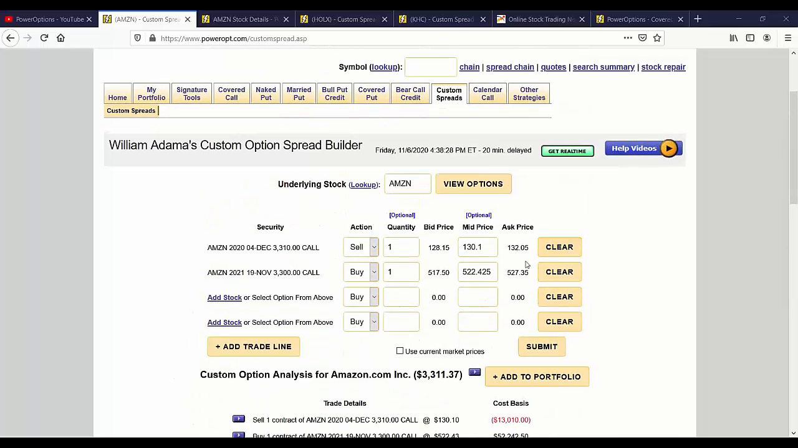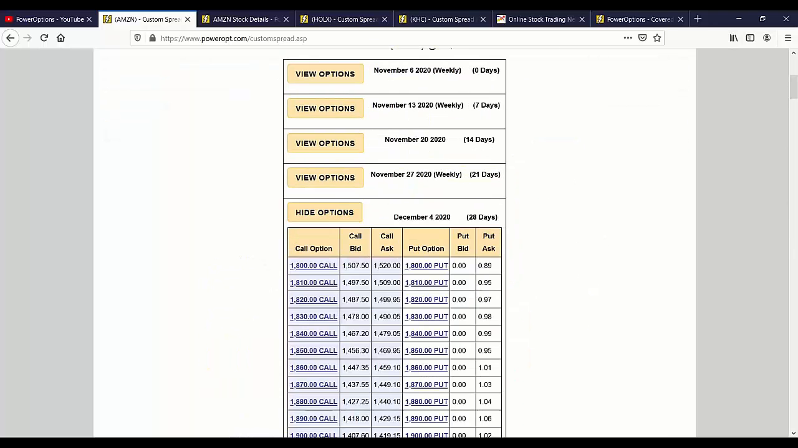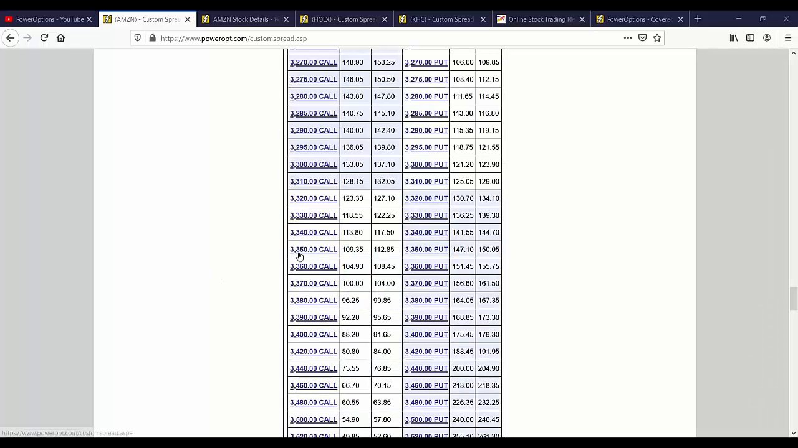I do prefer a calendar, a diagonal, I'm sorry. But this is going to be expensive as heck. But I'm going to structure it differently. We'll go back to that 28 days. Let me turn off the screen very quickly so you don't see me scrolling all the way down. In this case, staying the 28 days, December 4th, I'm probably going to go slightly out of the money.